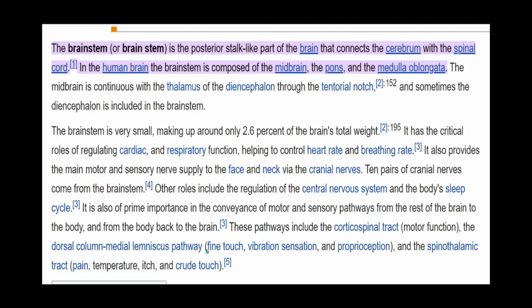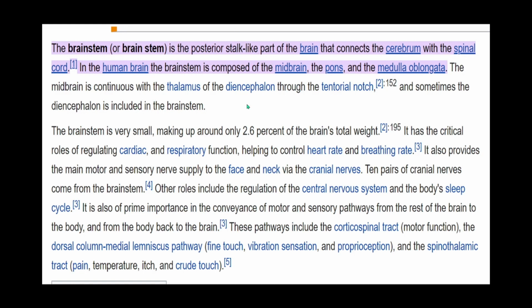So let's proceed to the next slide. The brainstem is the posterior stalk-like part of the brain. It looks like a stalk, isn't it? That connects the cerebrum, which is the forebrain, with the spinal cord. In the human brain, the brainstem is composed of the midbrain, the pons, and the medulla oblongata. The midbrain is continuous with the thalamus of the diencephalon through the tentorial notch, and sometimes the diencephalon is included in the midbrain.